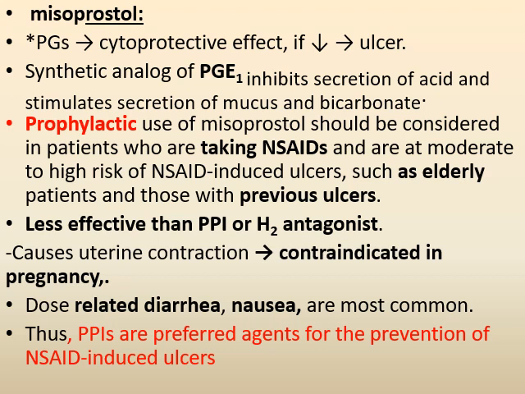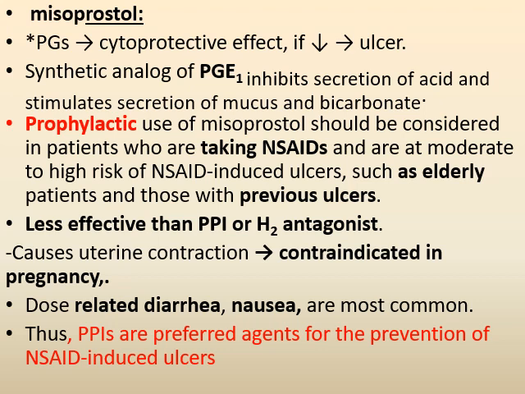Also we have the cytoprotective misoprostol. It is a synthetic analog of prostaglandin E1 that inhibits the secretion of the acid and also stimulates the secretion of mucus and bicarbonate that protect the mucosa from back diffusion مثل ما قلنا of the acid and pepsin. ننطيه prophylactically in patients with non-steroidal anti-inflammatory agent induced ulcer.